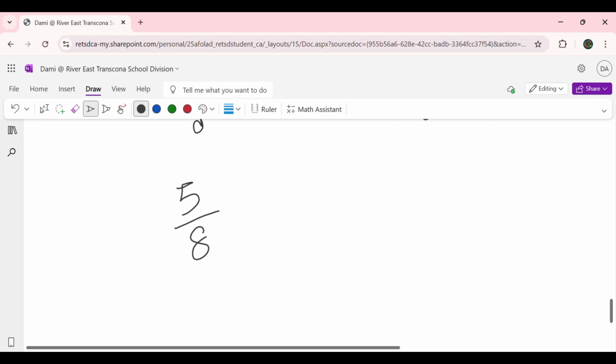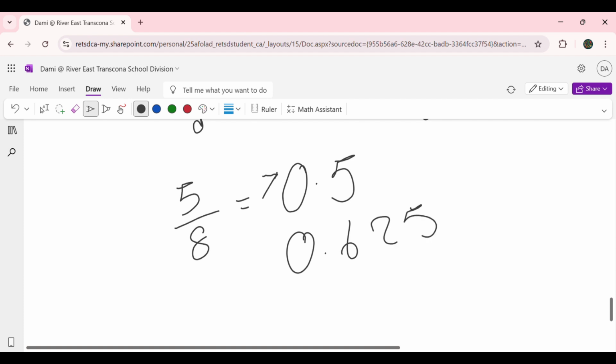Is 5 close to half of the denominator? Yes. So we know our answer will be around 0.5, but it will be more than 0.5. And if you want the actual answer, it is 0.625. Okay.